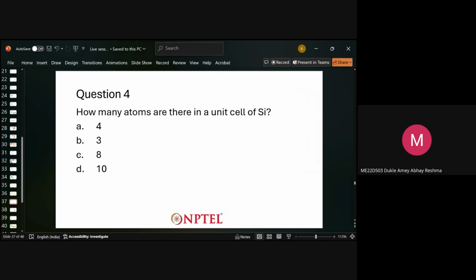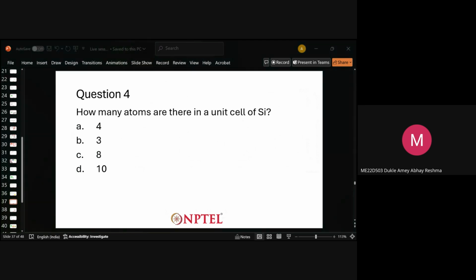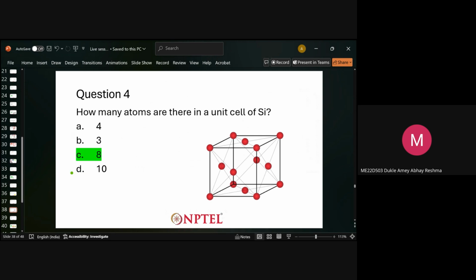How many atoms are there in the unit cell of silicon? 4, 3, 8, or 10? Any guesses? So the answer is 8. It is basically an FCC structure. So you can see here the silicon has an FCC based structure. So this becomes 1 by 8 into 8, and this becomes 1 by 2 into 6.